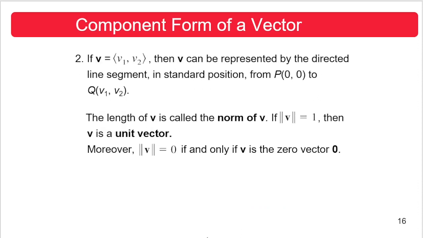And number 2, if B is a vector with components b1, b2, then this vector B can be represented by the directed line segment in standard position from the origin with coordinates 0, 0 to point Q with coordinates b1, b2. The length of this vector B is called the norm of vector B. If the length of this vector B is equal to 1, then we can say that B is a unit vector. Moreover, the length of the vector B is 0 if and only if B is the zero vector.